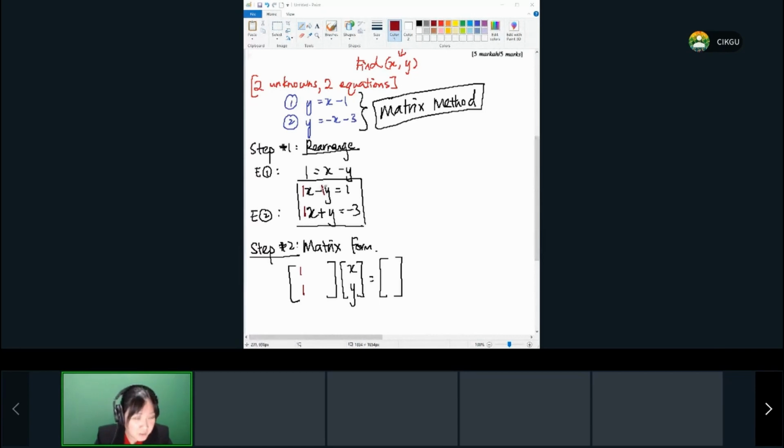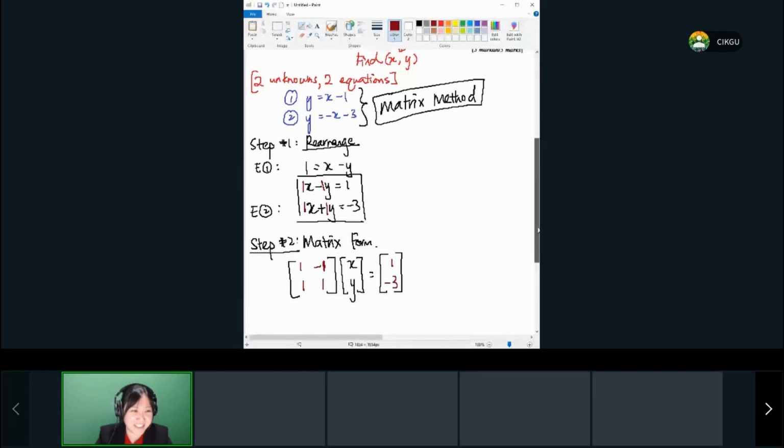Okay, so negative y means negative 1y. Positive plus y is the same as 1y. So that means the coefficients are negative 1 and positive 1. No need to write a plus, just 1. Then x and y go here, and obviously the last column is 1 and negative 3, so put it here. Done. Now we are done with this matrix form.